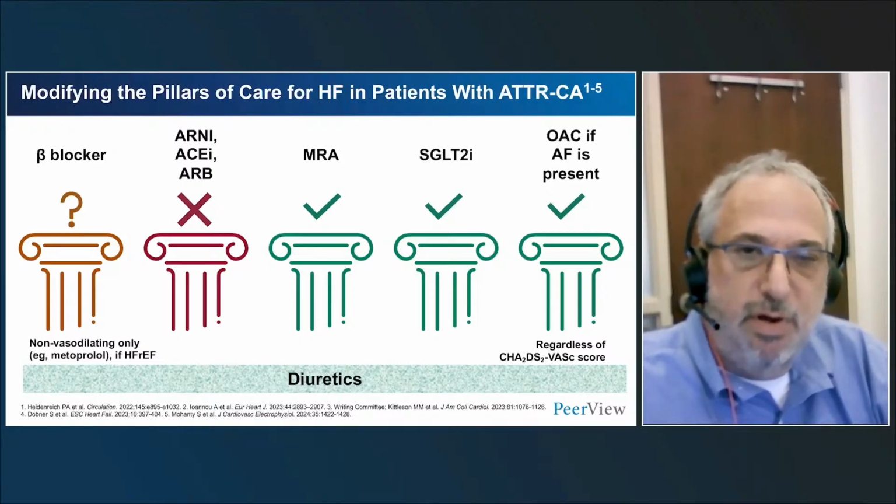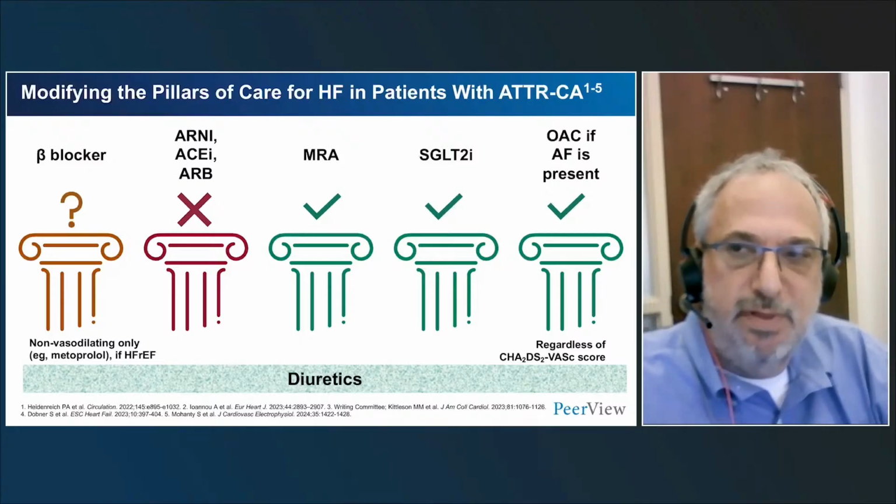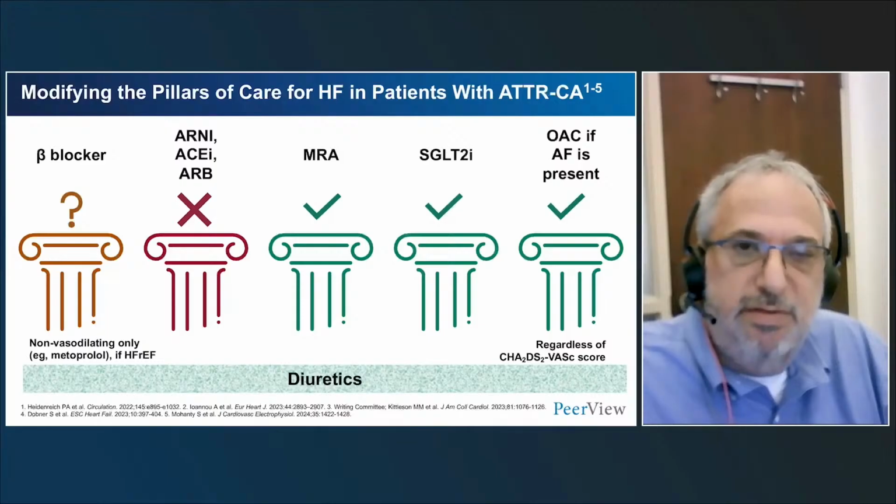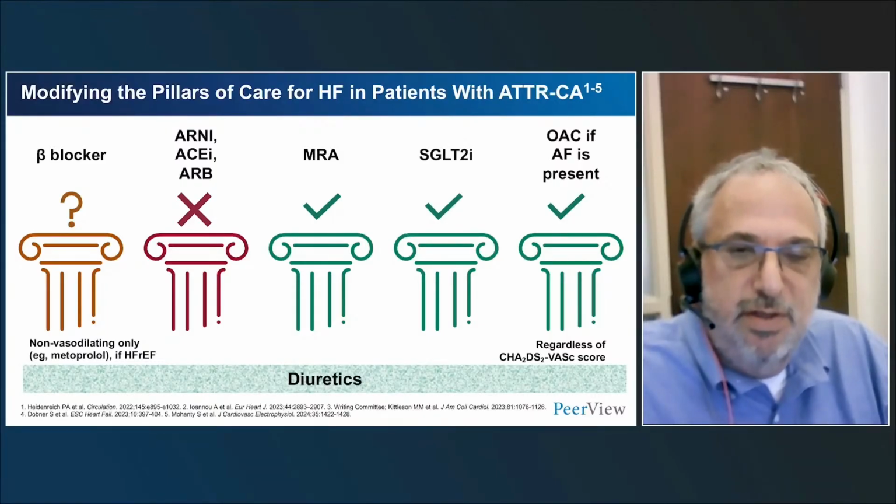ACE inhibitors, ARBs, and ARNIs don't have a significant role, and often patients have concomitant autonomic dysfunction, making them intolerant to such therapies. And the role for beta blockers is unclear. We're pretty convinced that high-dose vasodilatory beta blockers are harmful in such patients, but there's evidence to show that low-dose beta blockers using either metoprolol or bisoprolol, especially in patients with reduced ejection fractions from the NAC data, were associated with better outcomes. And so low-dose beta blockers may be reasonable and often are used to concomitantly control heart rate in patients with atrial fibrillation.